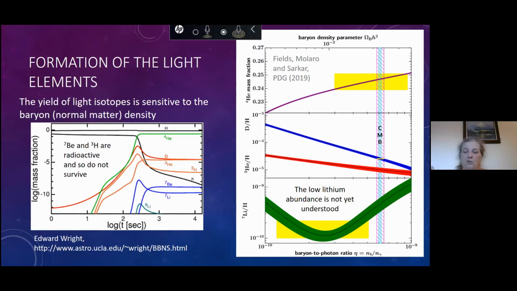There is a small fly in this ointment in that we consistently measure a lower amount of lithium than we would expect, and this is not well understood. We don't know whether there is something wrong with our nuclear physics or whether there is something wrong with our understanding of the workings of stars. So that is a problem yet to be solved.